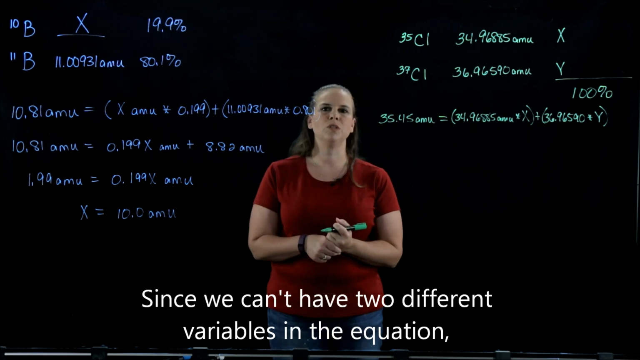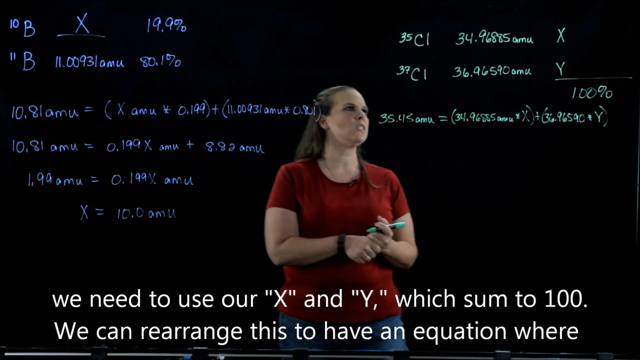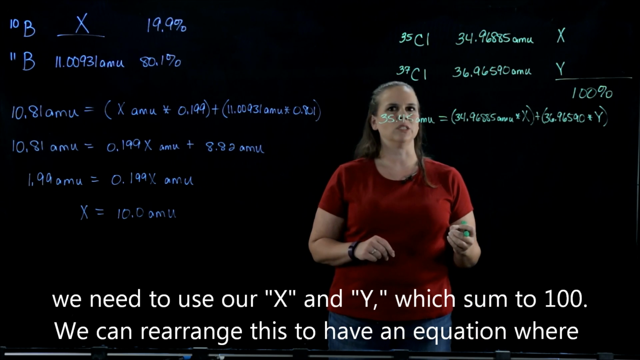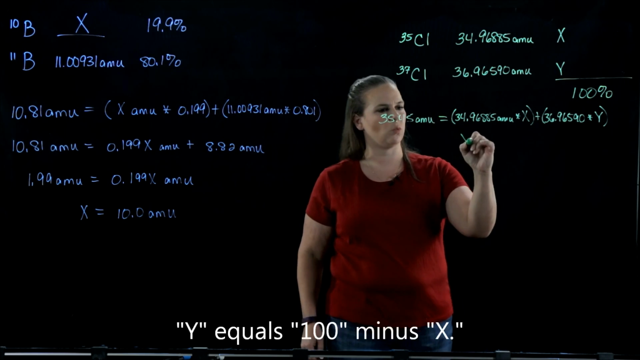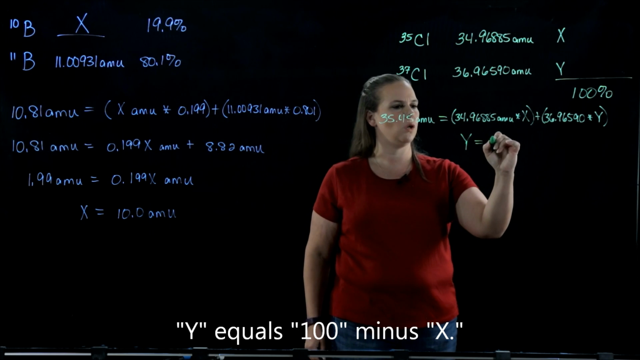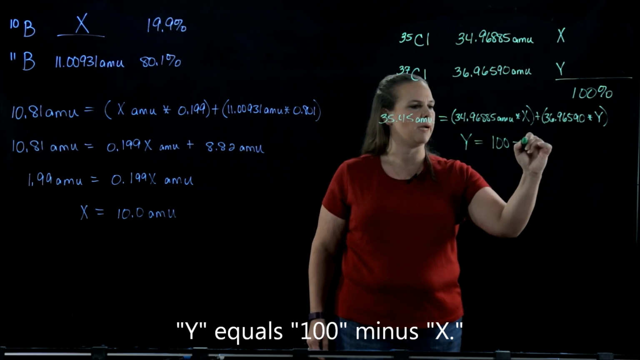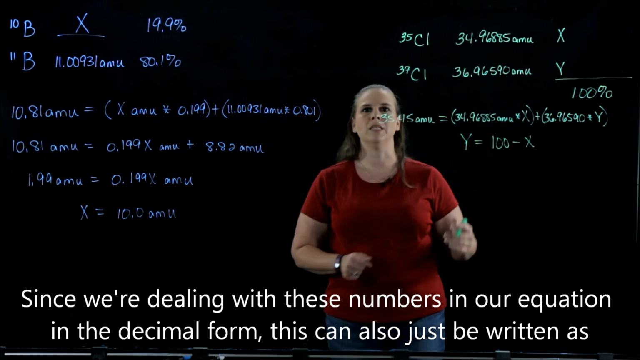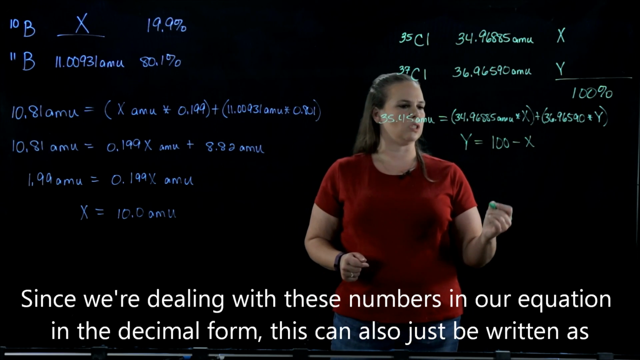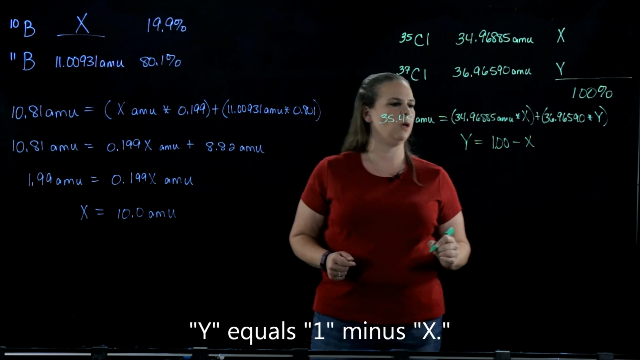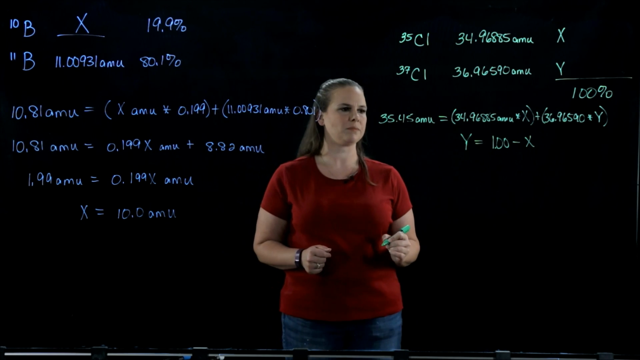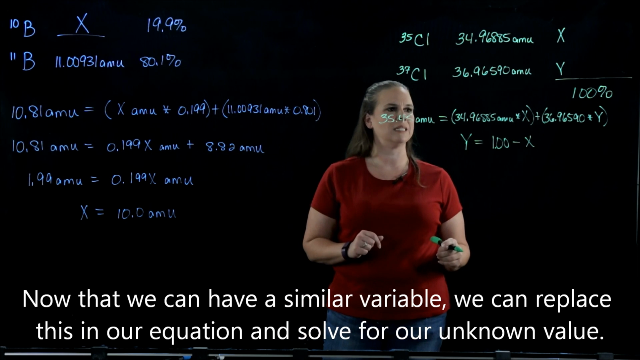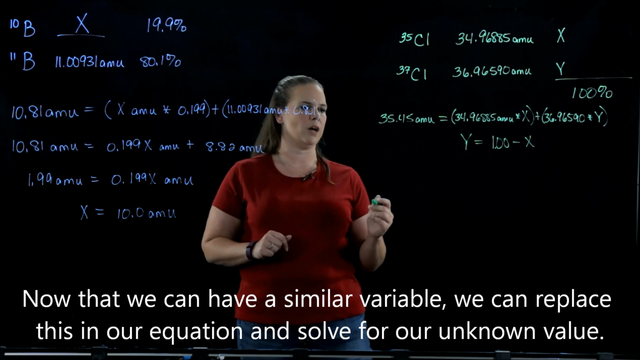Since we can't have two different variables in an equation, we need to use our x and y, which sum to 100. We can rearrange this to have an equation where y equals 100 minus x. Since we're dealing with these numbers in our equation in the decimal form, this can also just be written as y equals 1 minus x. Now that we can have a similar variable, we can replace this in our equation and solve for our unknown value.